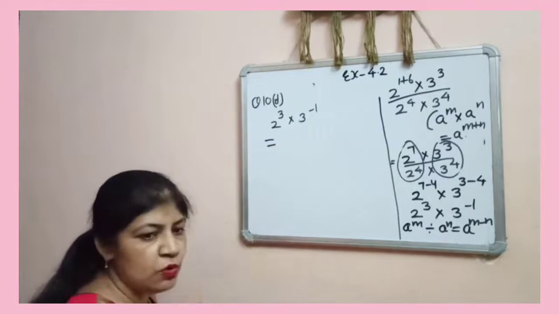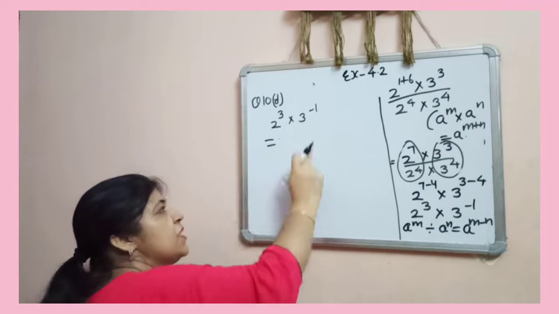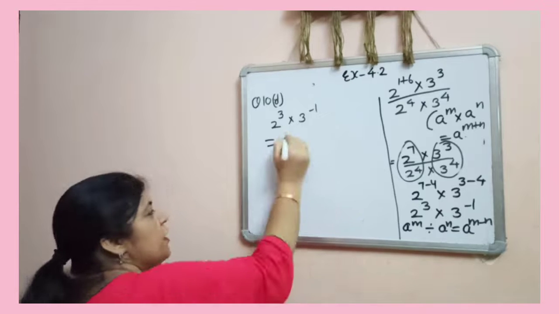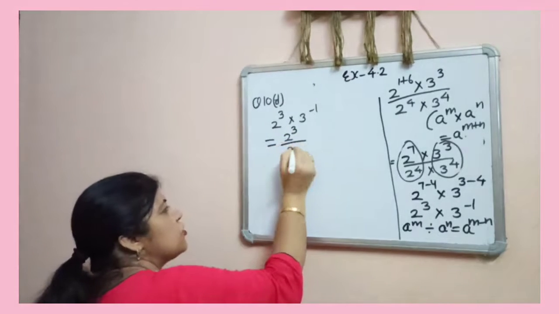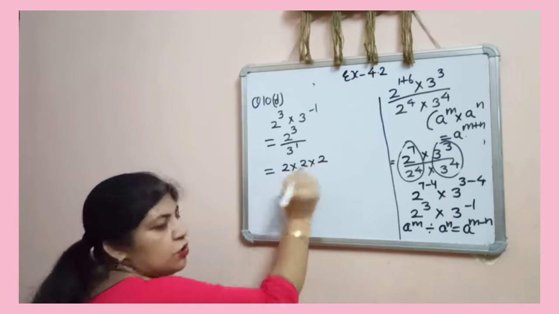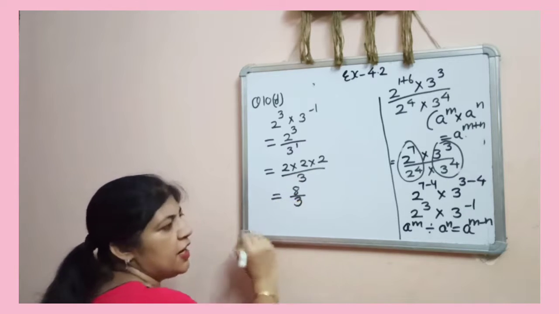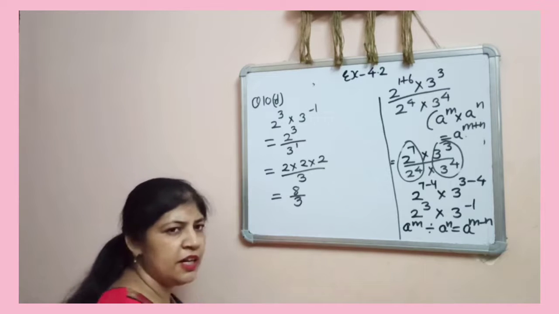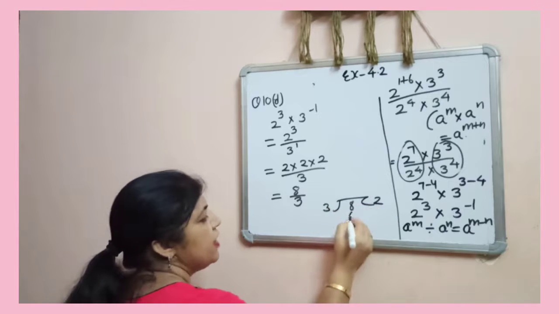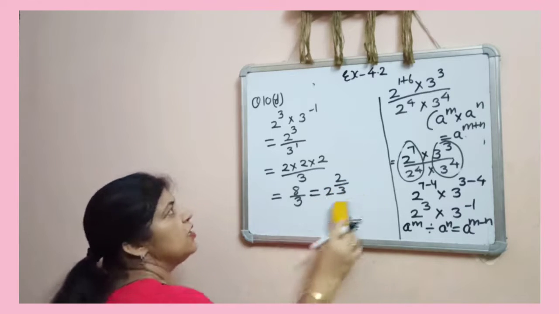I have told you, you can't expand a negative power. You have to make it positive. If it is a negative power in the numerator, you bring it towards the denominator. You will get 3 raised to the power 1. So it will be 2 into 2 into 2 upon 3, which is 8 upon 3, and you can convert it into a mixed fraction. You know very well how to convert into a mixed fraction. So it will be 2 and 2 by 3.